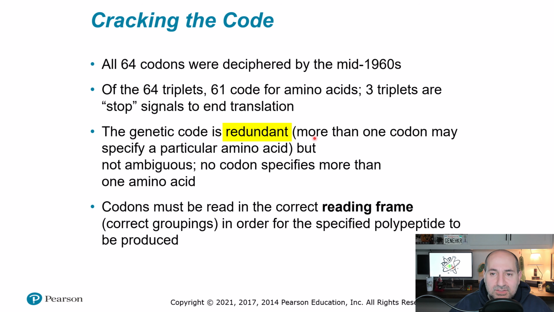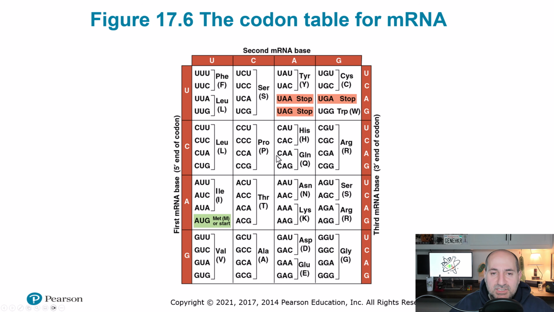What does that mean? There is more than one codon which may specify a particular amino acid. Okay, so the genetic code is redundant. Do you notice how there are multiple codons that code for the same amino acid? For instance, again, GGU, GGC, GGA, GGG, all of these code for the amino acid glycine. Okay, so again, the genetic code is redundant.